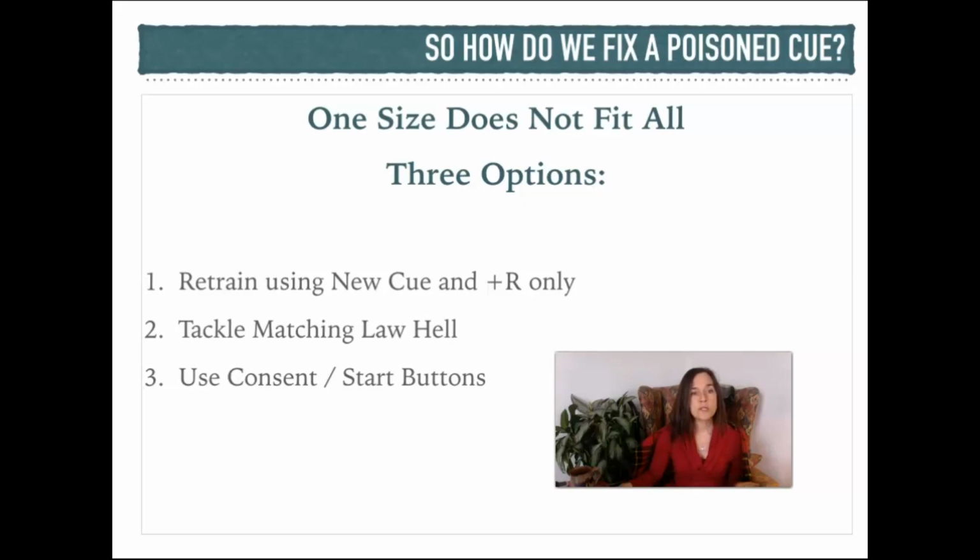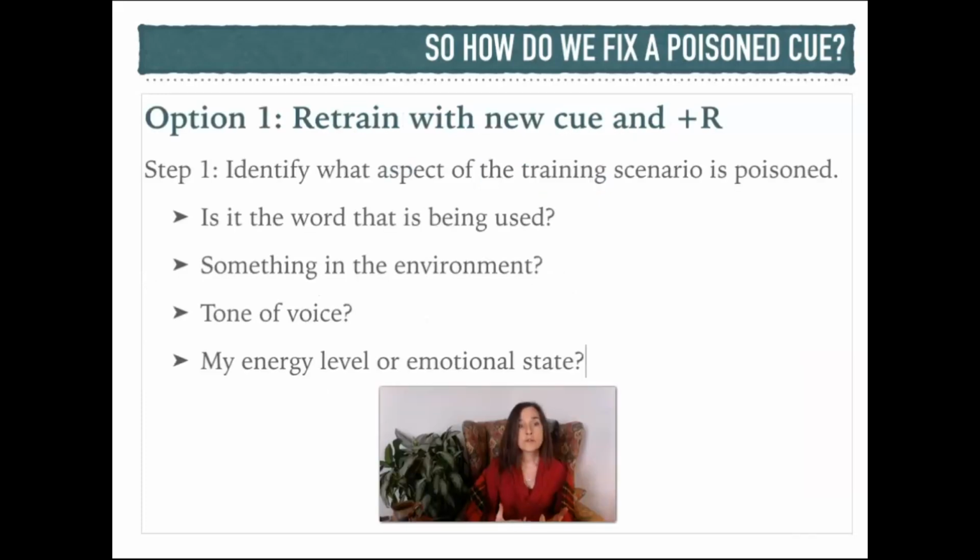The second option is to tackle matching law hell, and I'll explain what that is as well in just a second. And the third approach is to use a consent protocol or a start button. So I'm going to just go into a little bit of detail about all three of these now to hopefully give you some tools that you can start working with on your own. So the first option is to retrain your cue using a new cue and positive methods only.